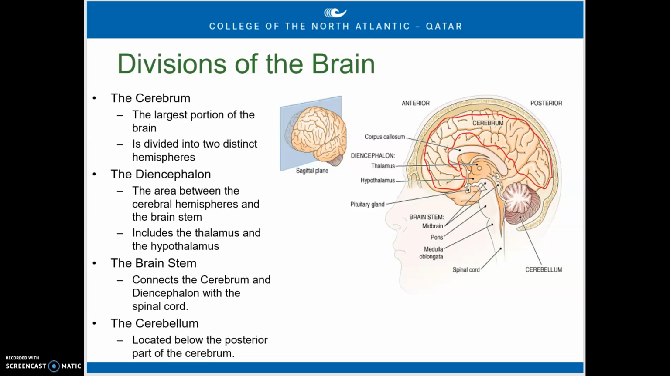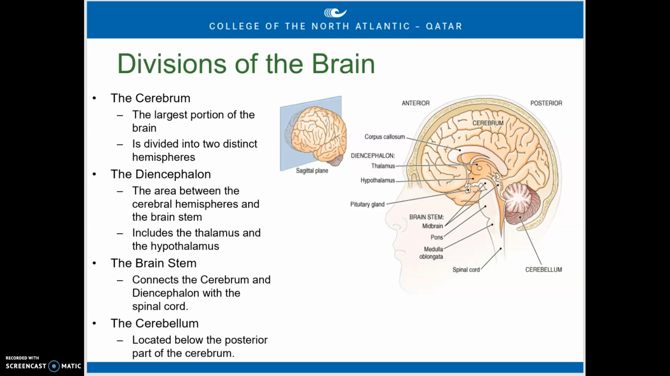And here's our cerebrum, and that's going to be the gray matter of our brain. It's the largest portion, and it divides into a left and right hemisphere by the longitudinal fissure. We looked at that last day in the lab. We see it with the sheep brains.